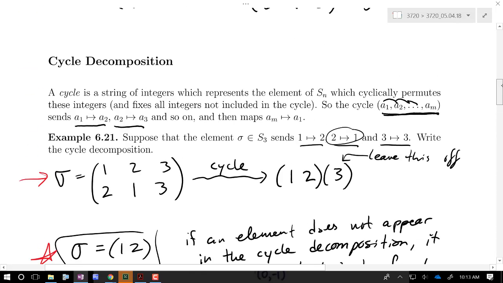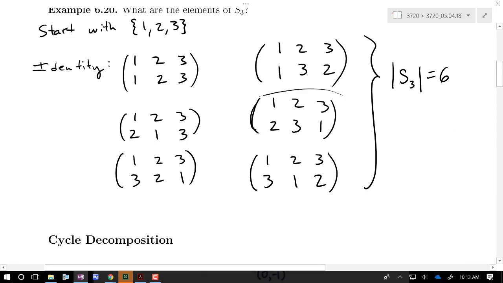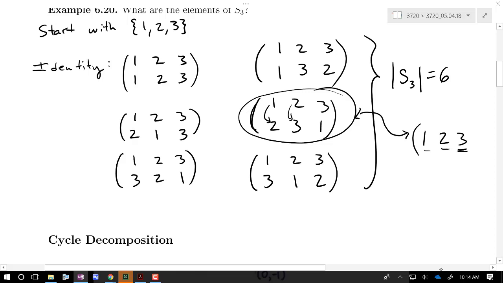Now I'm going to go back up here. What about this one? How would we write that as a cycle? Because 1 gets sent to 2, we follow up with 2. Where does 2 get sent to? That gets sent to 3, so that's our next one. 3 gets sent to 1, and so that means we go back to the beginning, and that's how we know we close off the parentheses.